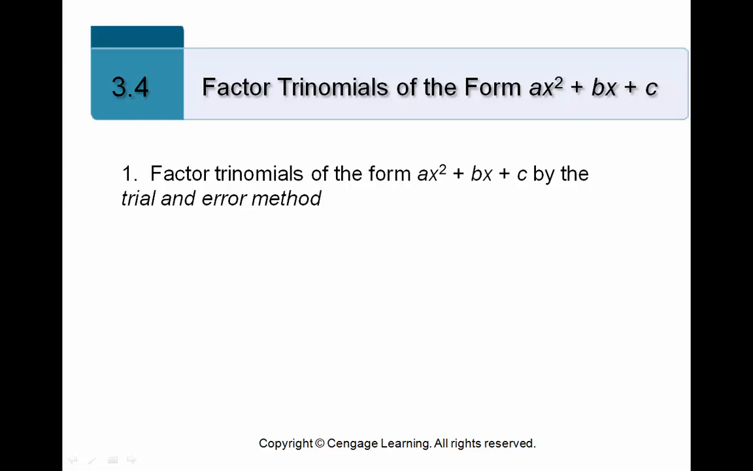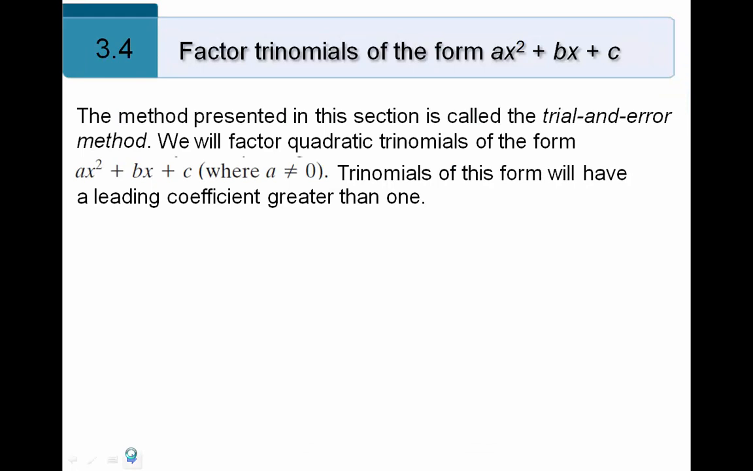Section 3.4, Factor Trinomials of the form ax squared plus bx plus c. In this section, we will be factoring trinomials of the form ax squared plus bx plus c using the trial and error method. Now, since we'll be factoring quadratic trinomials of the form ax squared plus bx plus c, these trinomials will have a leading coefficient greater than 1.